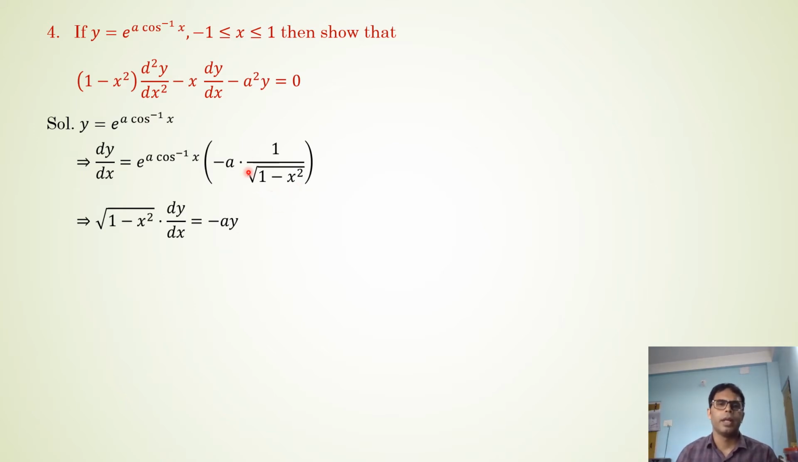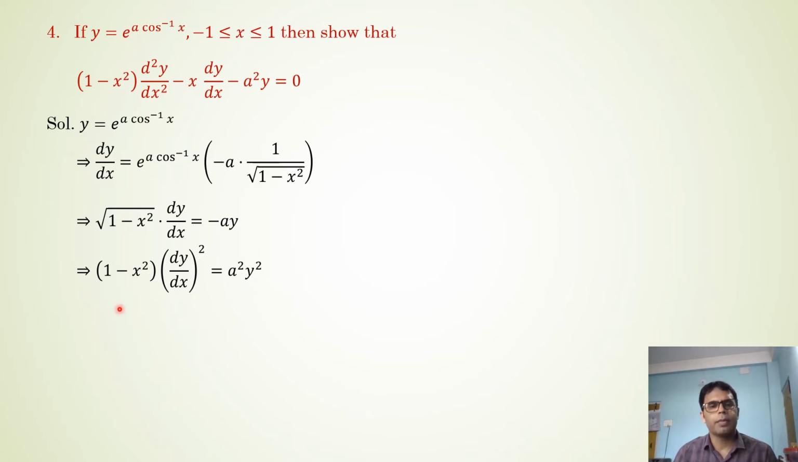Now we are to take the second derivative, but before that, you see, the term is involving root over sign. So to remove this root over sign, we should take the whole square on both sides. So after taking that, this root over will be eliminated. So then dy dx whole square, on the right side this negative sign will be positive because we are taking whole square. Then a square is there, y square is there.